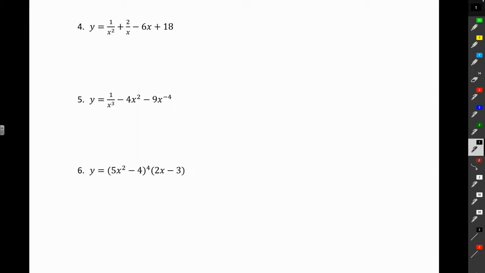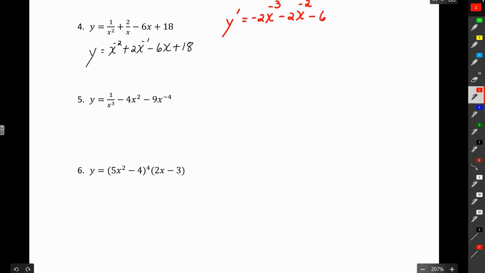Number 4, again, I definitely do not want to have to use the quotient rule, so I'm going to rewrite this. Instead of 1 over x squared, I could just write that as x to the -2. The next term I can write as 2x to the -1. And now I'm all ready to differentiate. And we want to just rewrite it so we don't have negative exponents. And that's it for number 4.